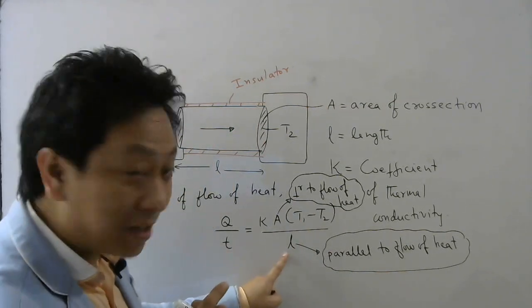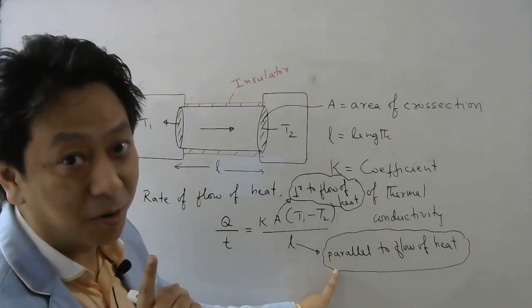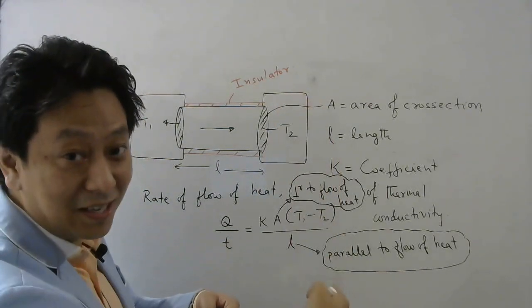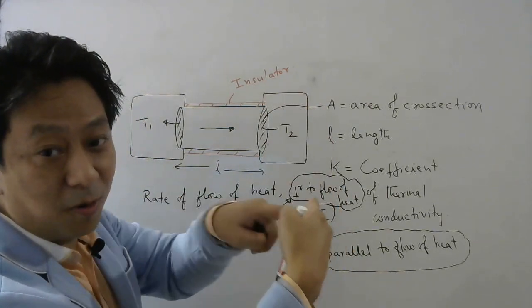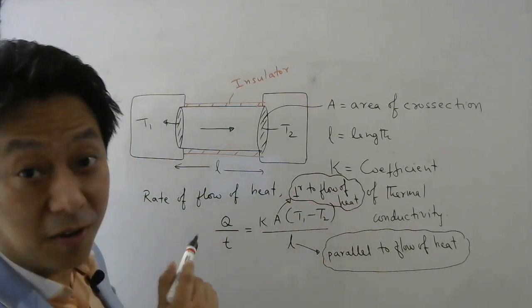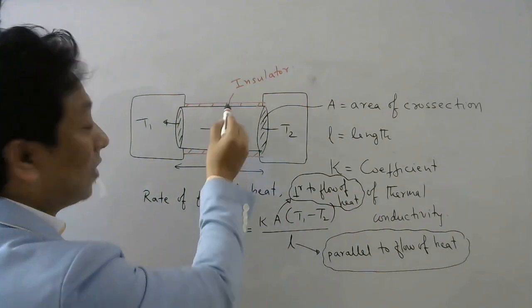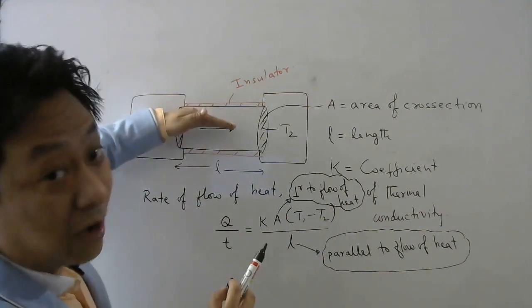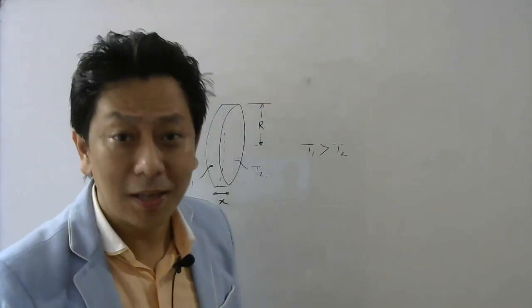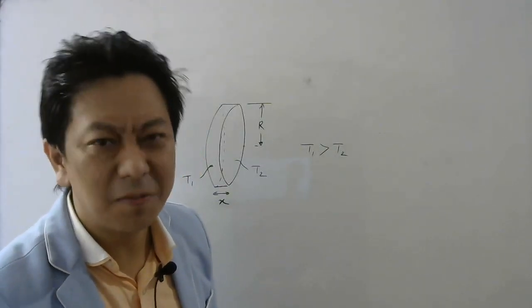Remember that. So this L is parallel to the flow of heat, and this A, the area of cross section, is, as you can see, perpendicular to the flow of heat. Okay, so this area is perpendicular to the flow of heat. These insulators here we have kept so that heat doesn't go out from the surface. It only flows this way. Okay. Let's learn to apply the formula in some simple cases.